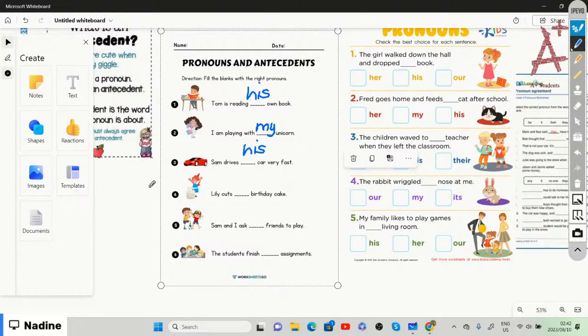Lily cuts her birthday cake. Sam and I ask our friends to play, because now the "our" refers to Sam and I. So it's our friends. And then the students finish their assignments, because it belongs to them. It's their, and it also refers to more than one person.